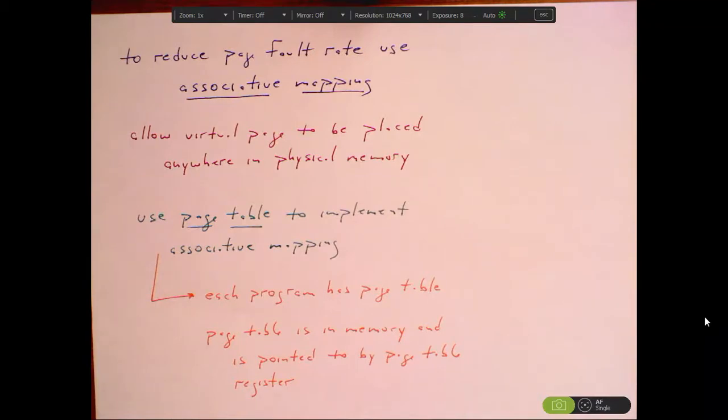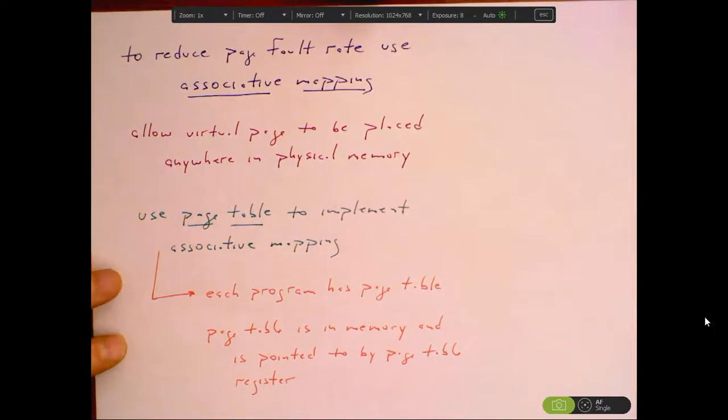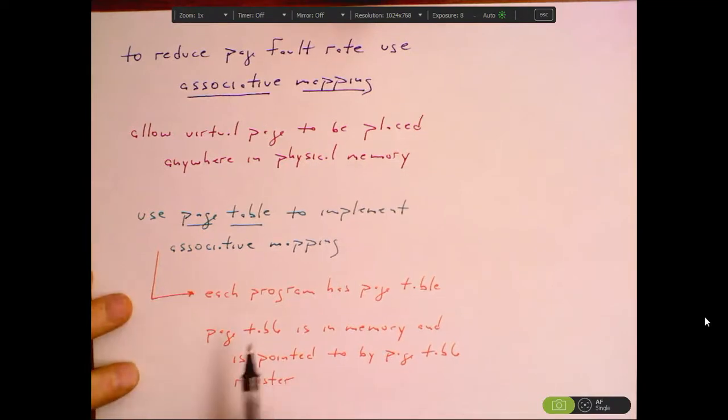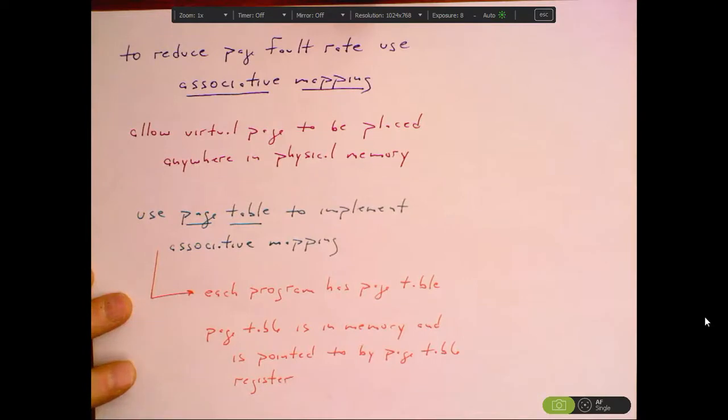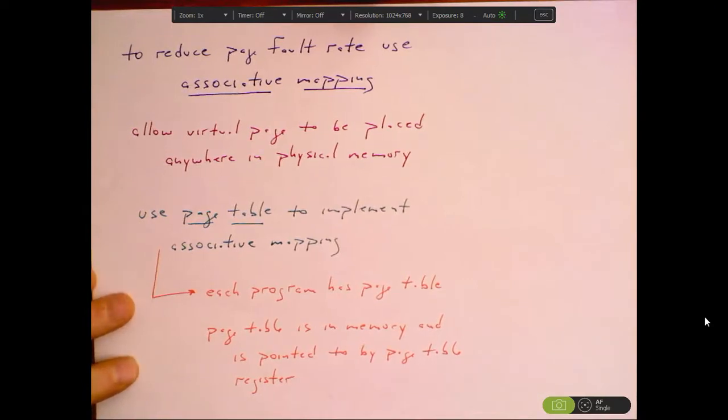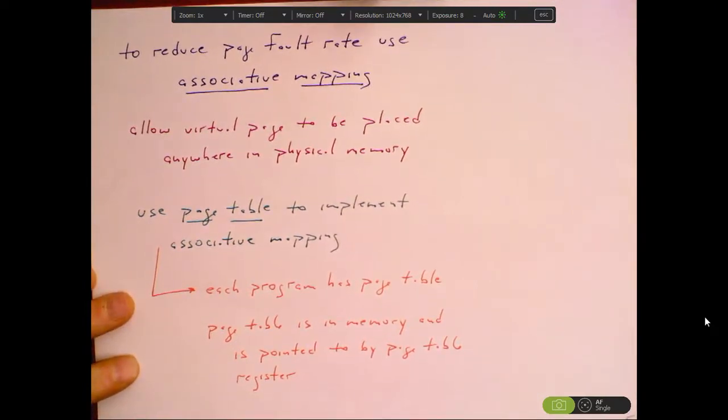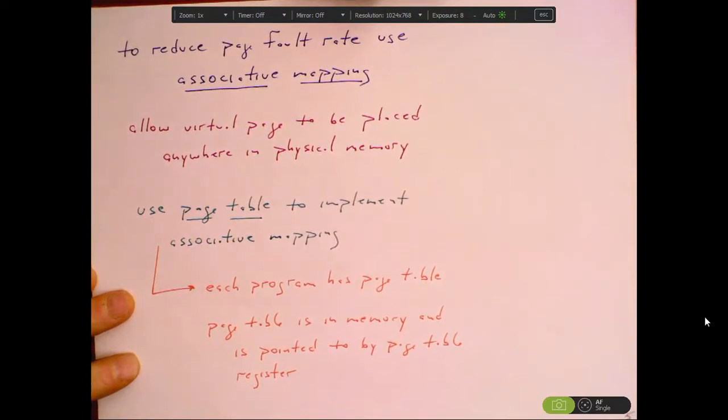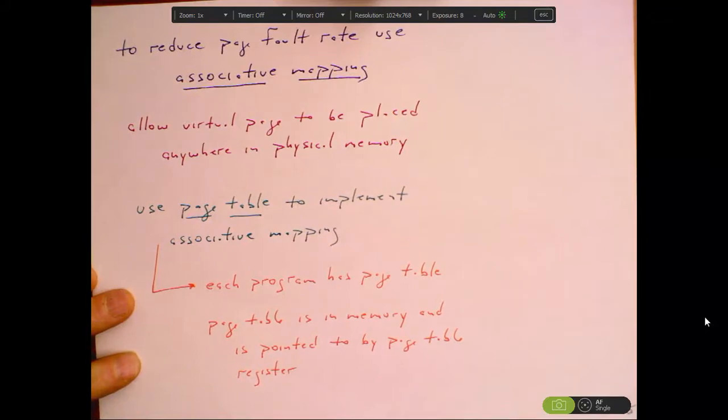So how can we implement an associative mapping? Well, what happens is you use a page table which actually contains the mapping and can be dynamically changed. Every program has its own page table, and the page table is in memory and is pointed to by a special internal register, the page table register. Let me show you a picture here.